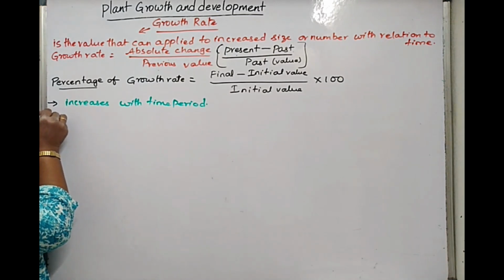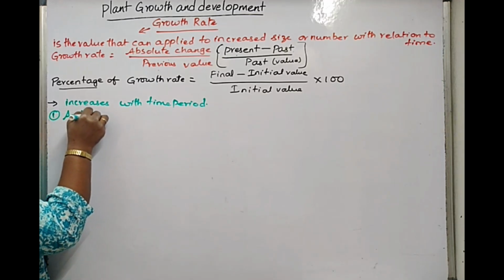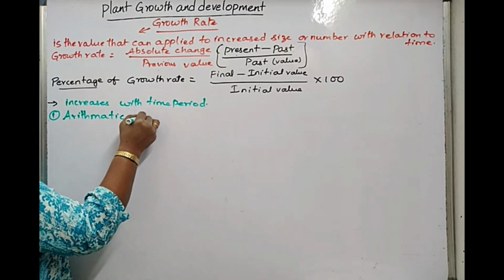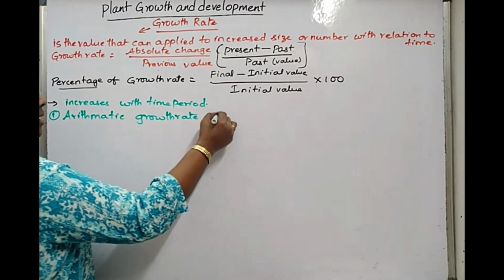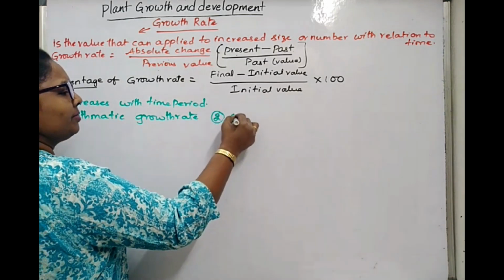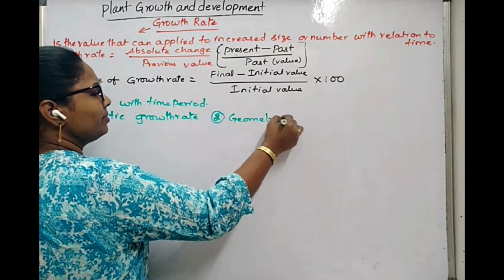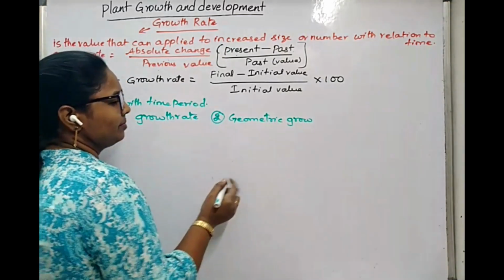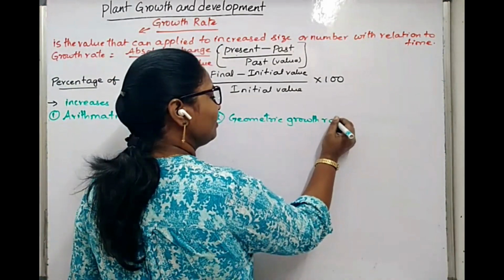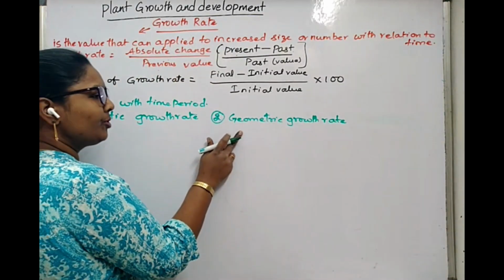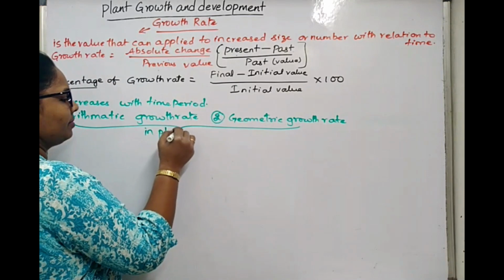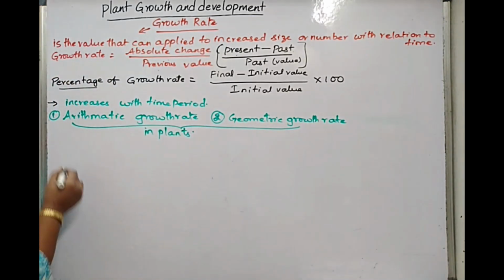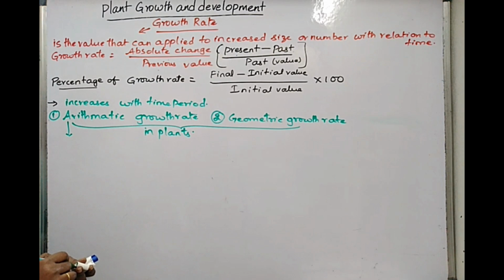Growth rate is of two types. One is arithmetic growth rate. Second one, geometric growth rate. Both types of growth rates are studied in plants. First one, arithmetic growth rate.